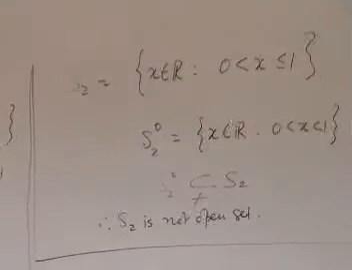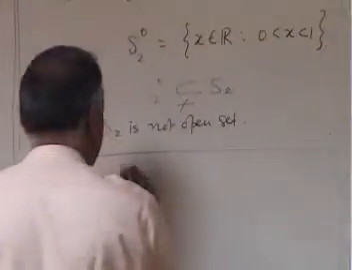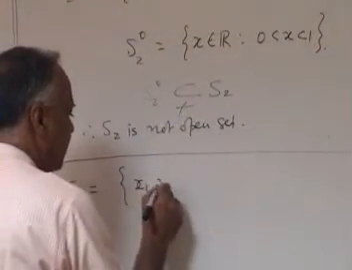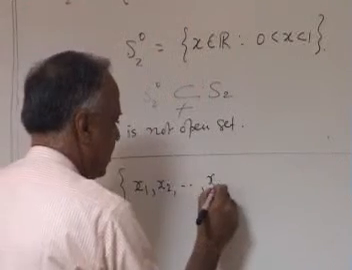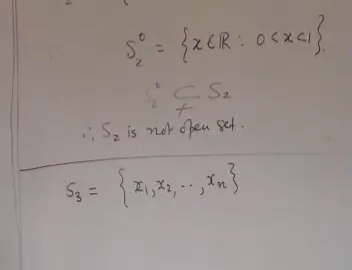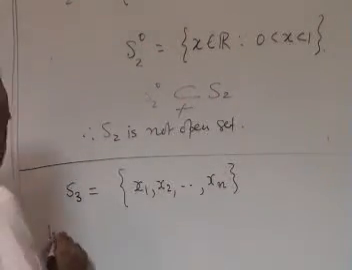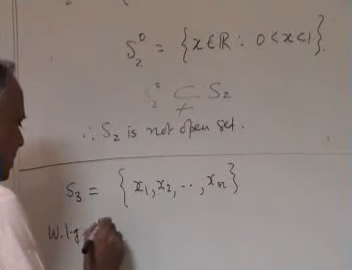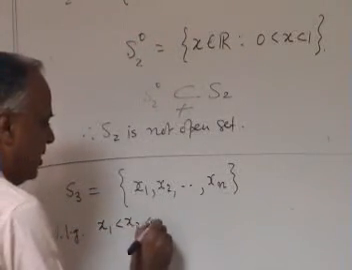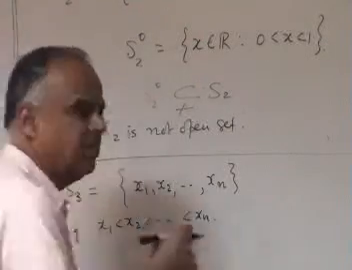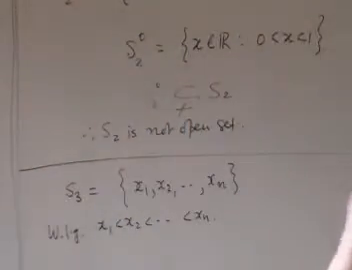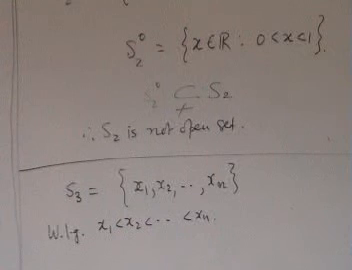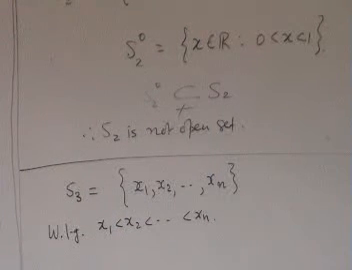Let us take a finite number of points. And without loss of generality, let's assume that, it's not necessary, but whenever we write a finite set in the real line, unless otherwise stated, we'll arrange them in that order: x1 less than x2 less than x3 less than x4.